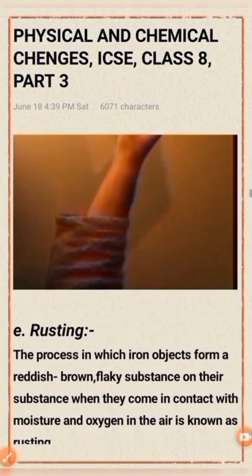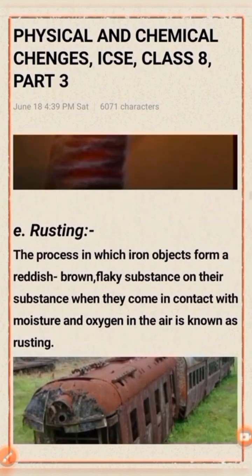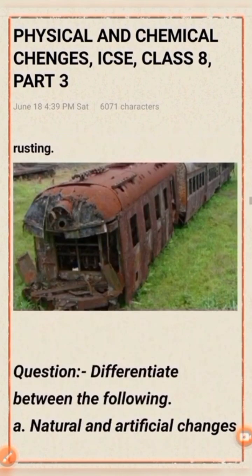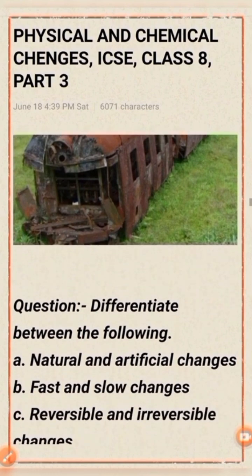Next, rusting. The process in which iron objects form a reddish-brown flaky substance on their surface when they come in contact with moisture and oxygen in the air is known as rusting. Next, question type: differentiate between the following.